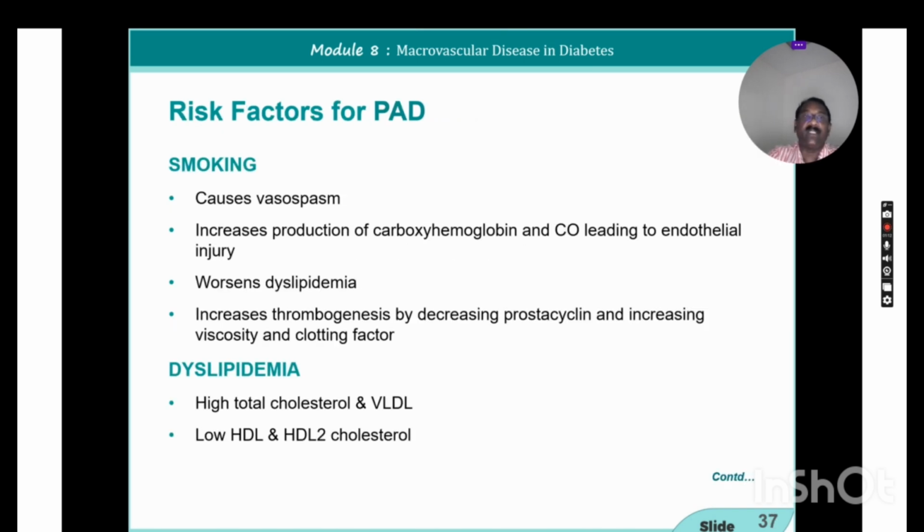So the risk factors, especially smoking, because it causes vasospasm. It increases the production of carboxyhemoglobin and carbon monoxide, leading to endothelial injury. Smoking worsens the dyslipidemia. Smoking increases thrombogenesis by decreasing the prostacyclin and increasing the viscosity and the clotting factors. Dyslipidemia: you have high total cholesterol and VLDL, low HDL and low HDL2 cholesterol. Again, in the Indian population, we have low HDL cholesterol. That itself is a big risk factor for dyslipidemia.